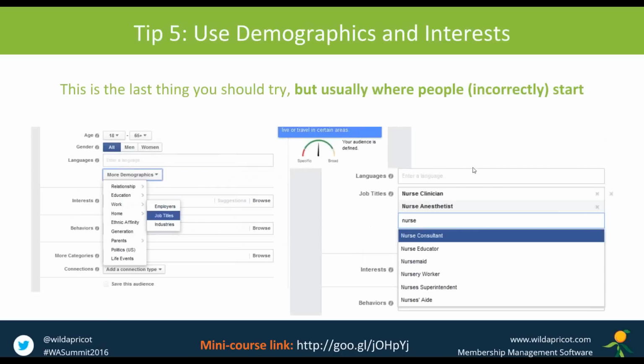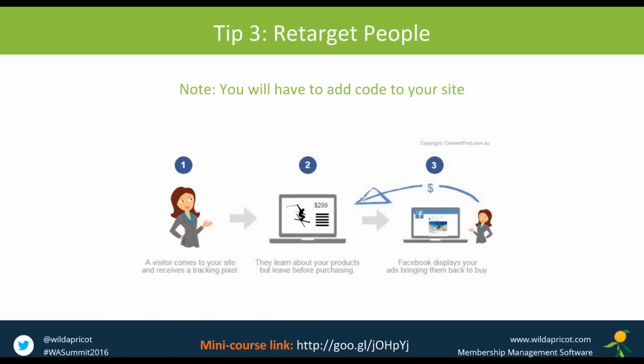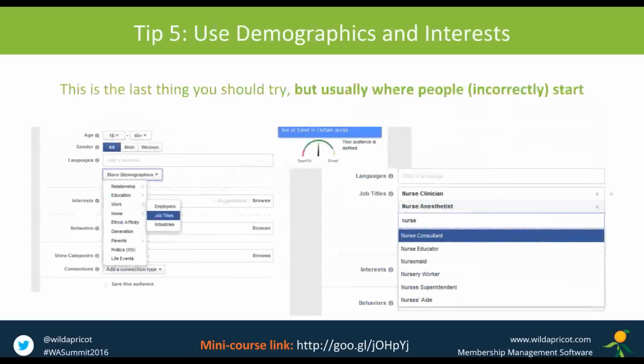Okay, tip number 5, using demographics and interests. This is usually the last or the second last thing that you should try, but this is usually where people start. If you tell anybody to create a Facebook ad, they jump ahead to this step and go, well, I'm trying to target nurses, so obviously I should go by job title, get all the nurses in a particular area, and then show them an ad. Well, no, not really, because you have 4 other things to try here. You can target custom audiences, you can retarget people, you have these lookalike audiences, you can do a bunch of things before you get to this step.